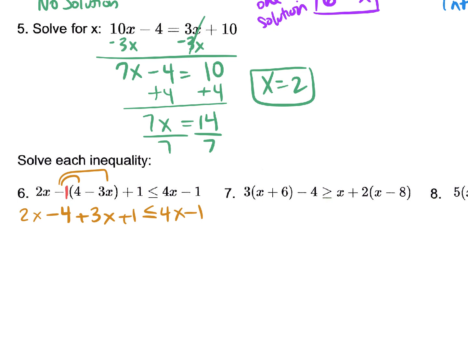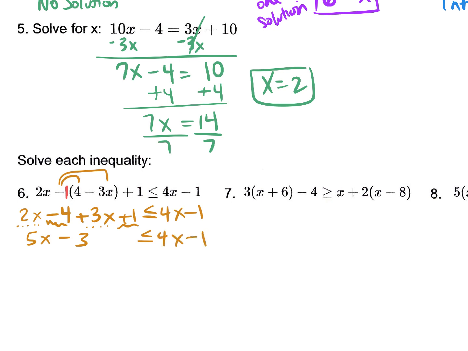Now we're going to combine like terms. When we combine like terms, we're going to combine our x's together. So we get 2x and 3x, which is 5x. Then you have your negative 4 and your positive 1. Combining those would give you negative 3. There's nothing else on this side.